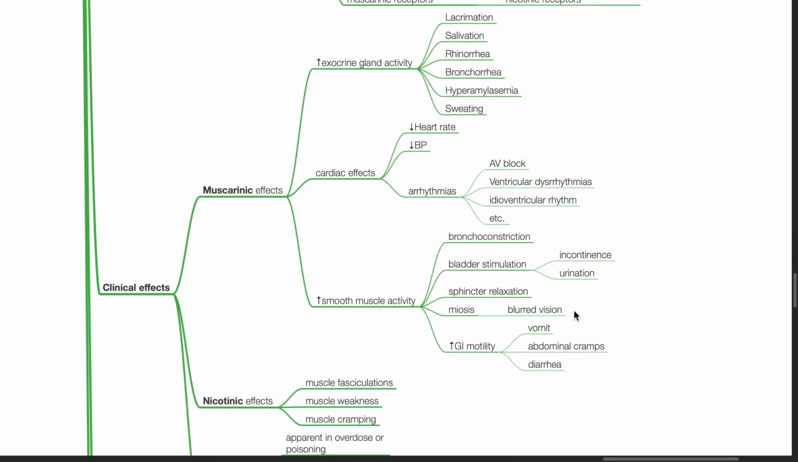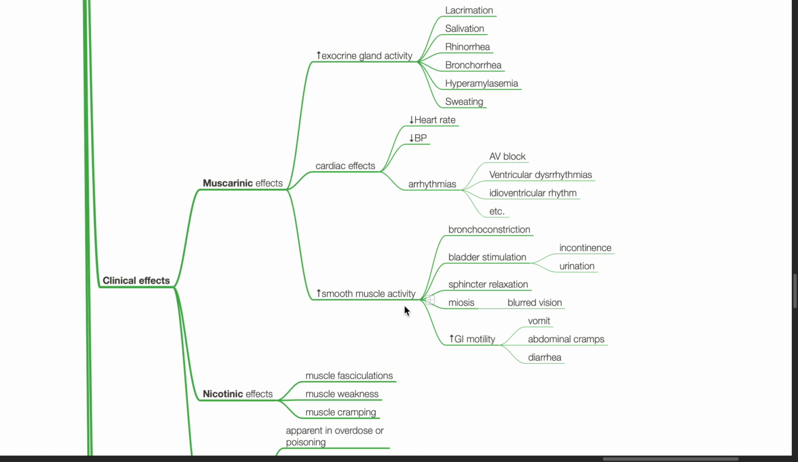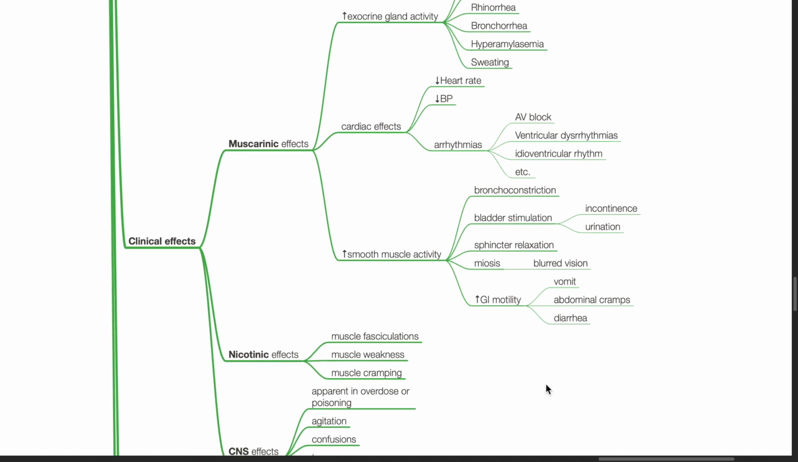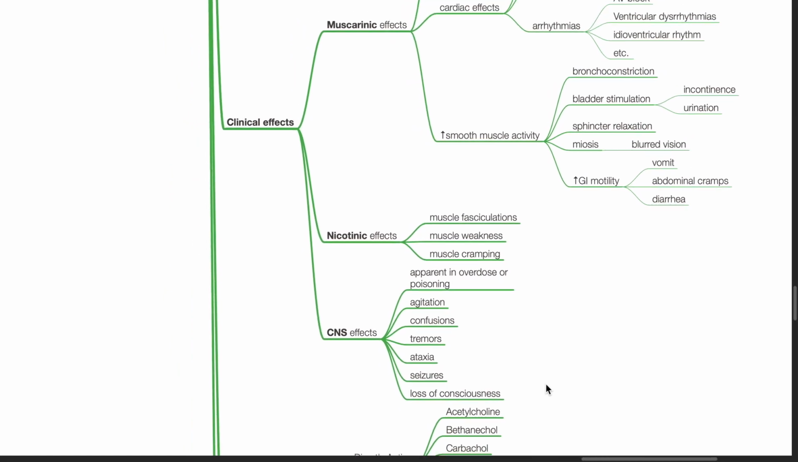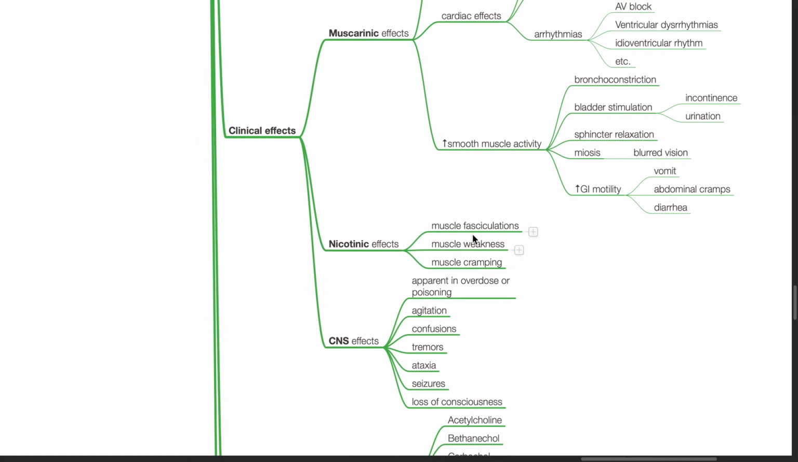There is increased smooth muscle activity resulting in bronchoconstriction, bladder stimulation, incontinence and urination, sphincter relaxation, miosis and blurred vision, increased GI motility resulting in vomiting, abdominal cramps, and diarrhea. Nicotinic effects include muscle fasciculation, muscle weakness, and muscle cramping. CNS effects include agitation, confusion, tremors, ataxia, seizures, and loss of consciousness.